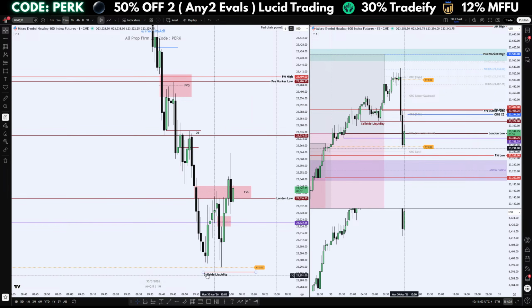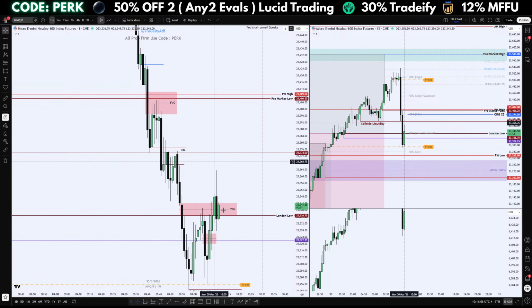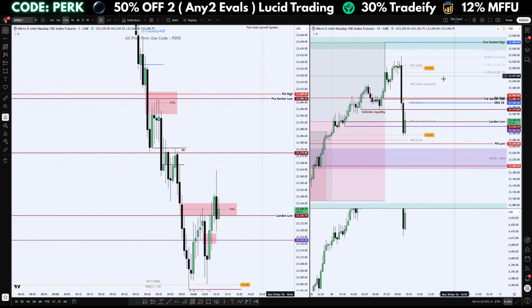We are just creating the failure swings. We will do the back and forth projection, and we will take the minor buy side liquidity. If we get a reaction from this 15-minute fair value gap, then we can have another continuation setup to the downside.